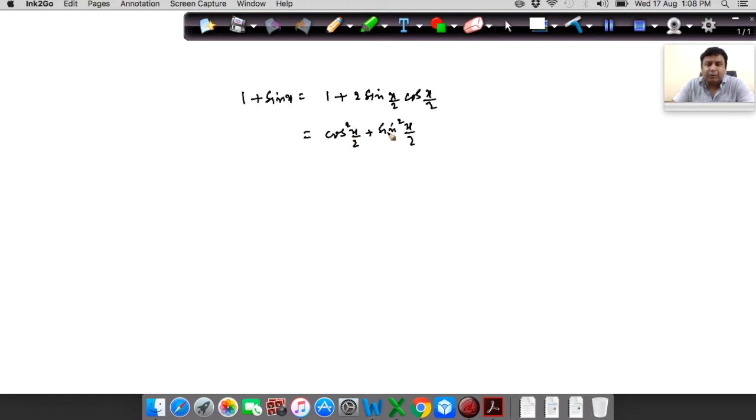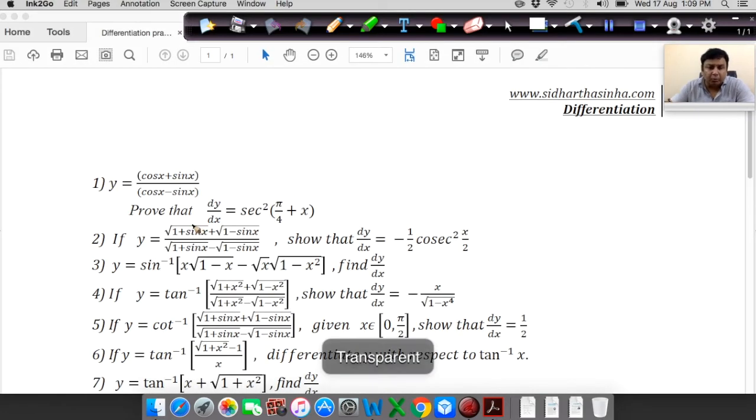Why? Because this is looking like 2ab. If I get a square plus b square, which is making it 1 anyway, so 1 can be replaced by cos square theta plus sin square theta. So we can generate a formula here. You have to show all the steps in the exam. This becomes cos x by 2 plus sin x by 2 whole square. Fine. So you see what I want to do. I want to put cos x by 2 plus sin x by 2 whole square here so that the root goes. So you get cos plus sin plus cos minus sin.